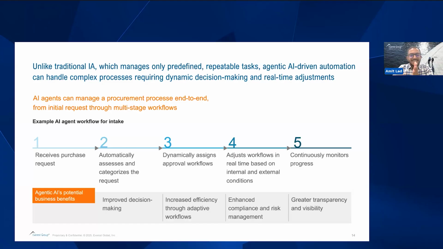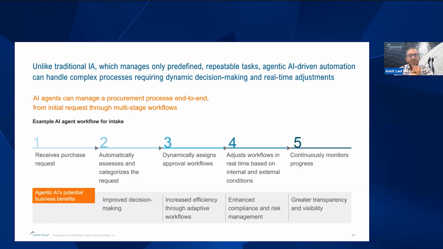In line with that, this is one of the examples, for intake requests. We're showcasing how an AI agent will break down the task into multiple subtasks and then go about it. Once the input is received in the form of a purchase request, the intake AI agent will automatically assess and categorize the request. It will also assign the approval workflows according to the guardrails that the organization has set, and also its own intuition and context awareness.